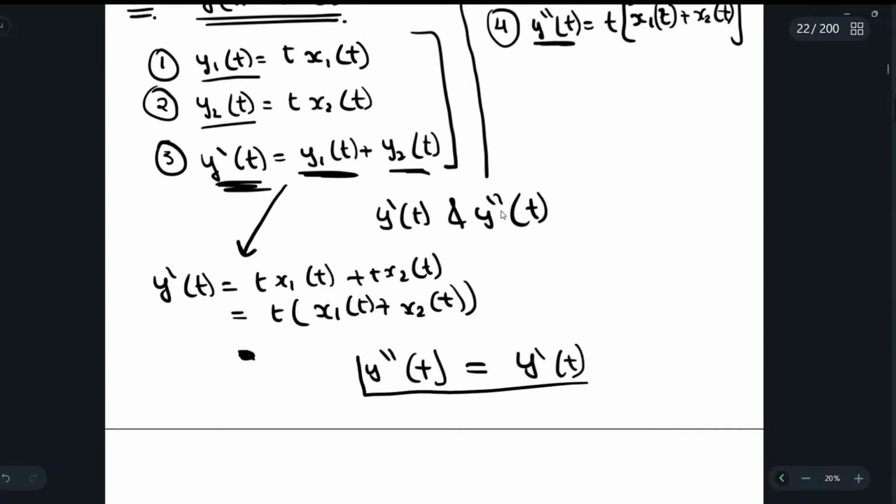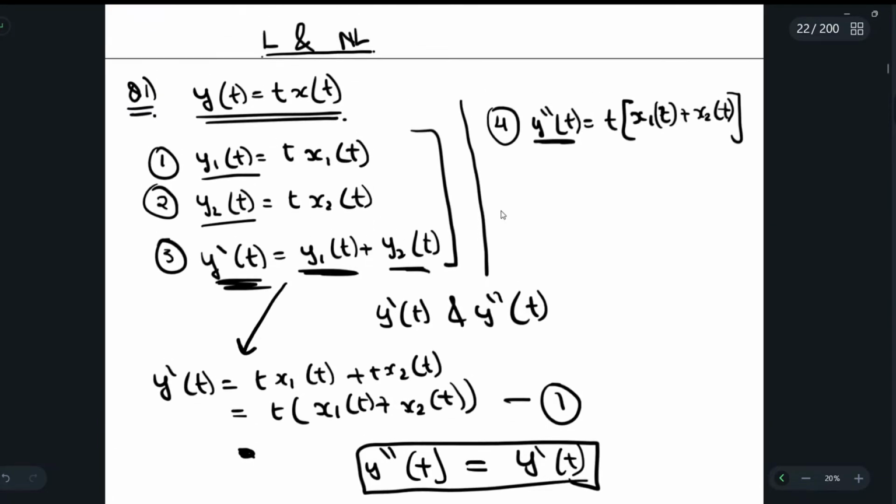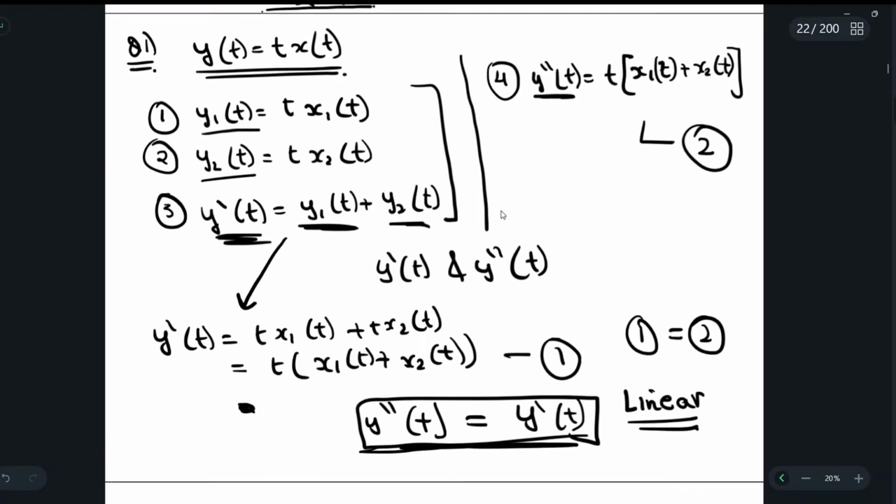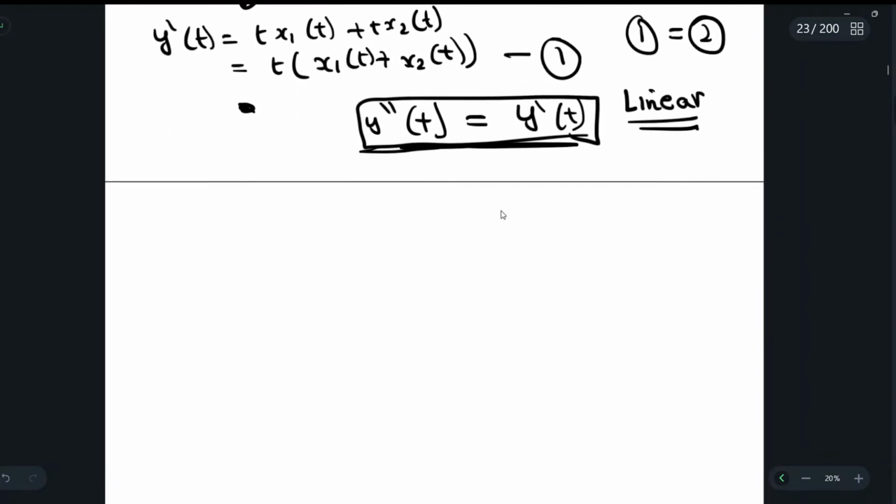So if you notice equation 1, say this is equation 1 and this is equation 2, you will see that both of these equations are equal, that is 1 is equal to 2. So if this is the case that y dash t is equal to y double dash t, then we will say that the system is linear. So this is a very easy concept to find out whether a system or a given equation is linear or not. So this is our first question. Now let us move on to our second question.